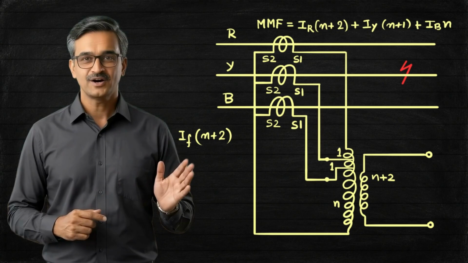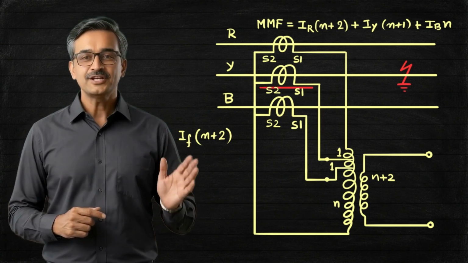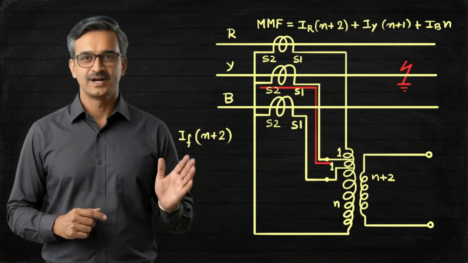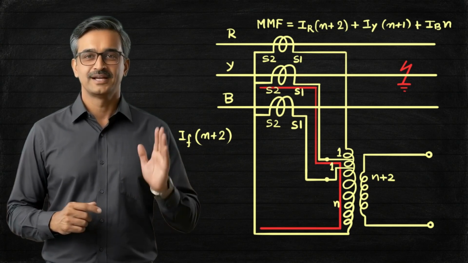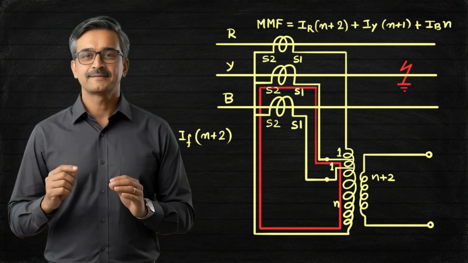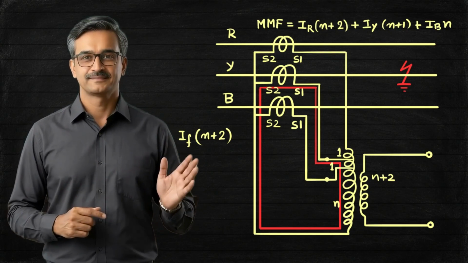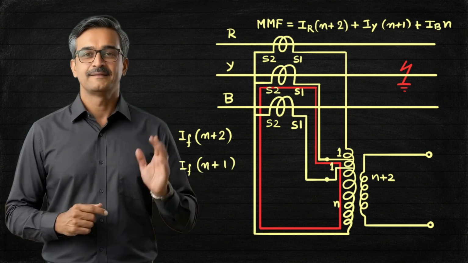Now suppose an earth fault occurs on the yellow phase. The fault current will circulate through this path. It will enter the winding through tap 1 and then return through the common return path to the S2 terminal of the yellow phase CT. Therefore, the fault MMF in this case will be fault MMF equals I_f (n plus 1).